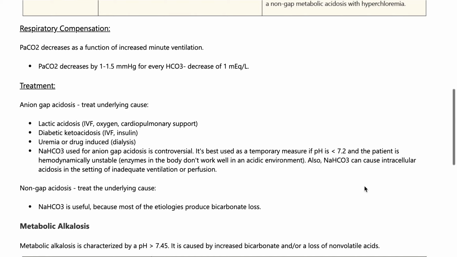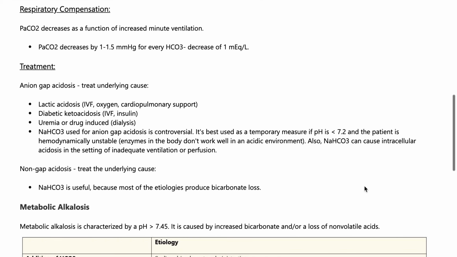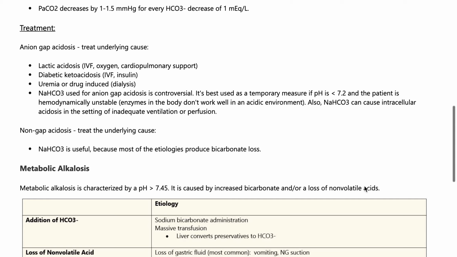Treatment, so talking about the anion gap acidosis, you need to treat the underlying cause. Lactic acidosis should be treated with IV fluids, oxygen, and cardiopulmonary support. Diabetic ketoacidosis is, of course, treated with IV fluids and insulin. Uremia or drug-induced anion gap acidosis is treated with dialysis. Sodium bicarb used for anion gap acidosis is controversial. It's best used as a temporary measure if the pH is less than 7.2 and the patient is hemodynamically unstable.